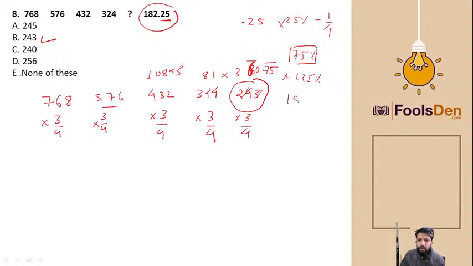The next number will be 180. No need of cross checking because we have already checked just for the practice. We have cross checked. The right answer, yes, right answer is option number 2.